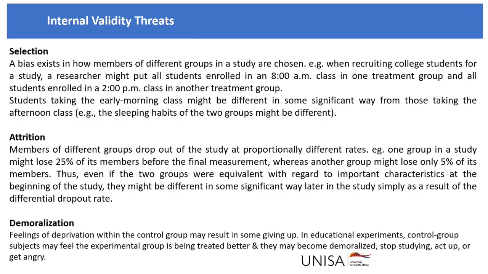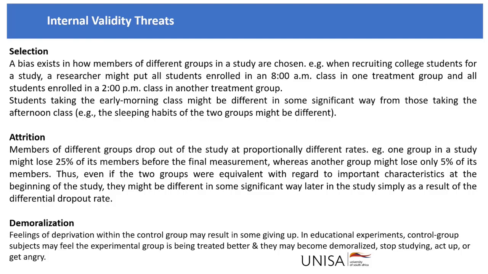Selection. We are all biased as researchers in how we go about selecting participants. So a bias exists in how members of different groups in a study are chosen. We all have that as researchers. So when recruiting, say for instance, college students for a study, a researcher might put all students enrolled in an 8 o'clock a.m. class in one treatment group and all students enrolled in a 2 o'clock p.m. class in another treatment group.